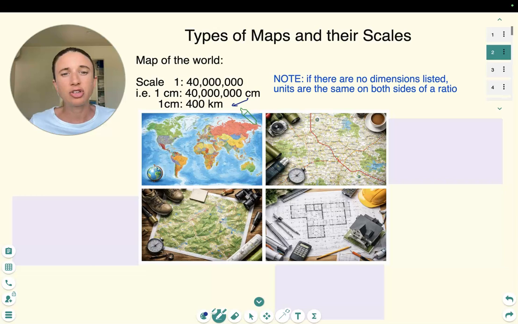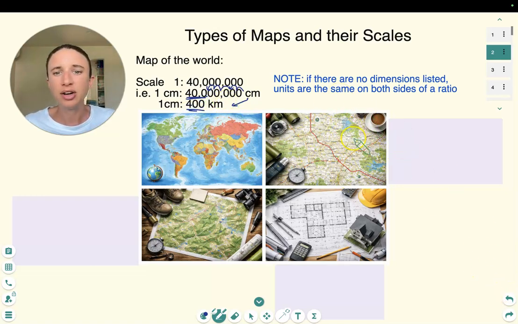So if you need to, go back and watch my video on converting between units of length, okay? This is just saying, okay, centimeters to meters, divide by 100. Meters to kilometers, divide by 1,000. So see how they get that 400 kilometers there?